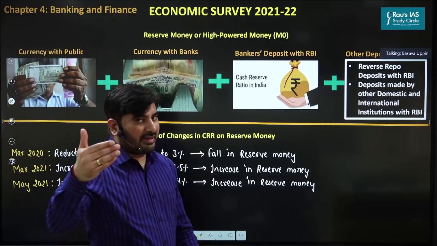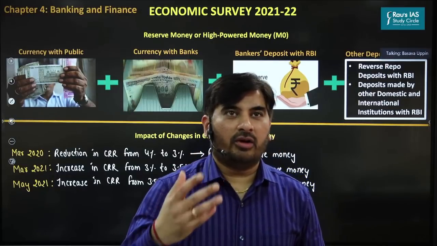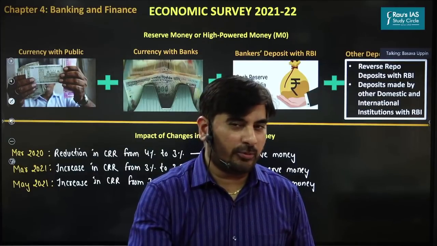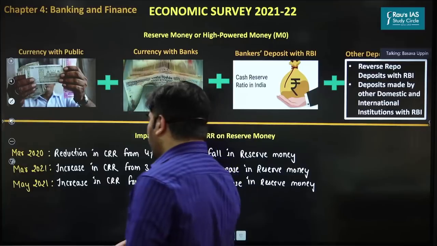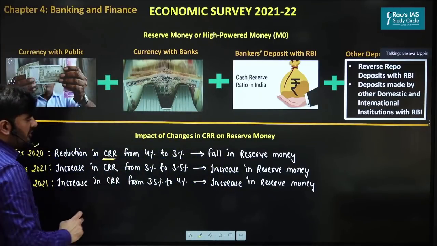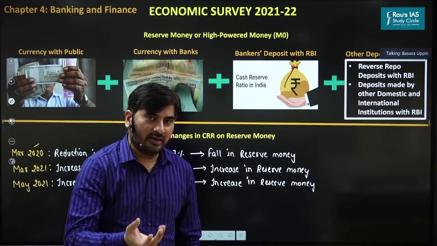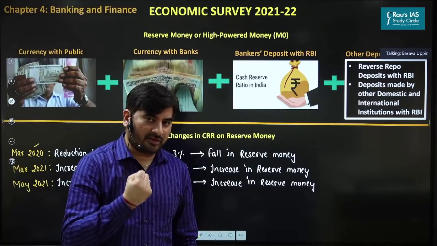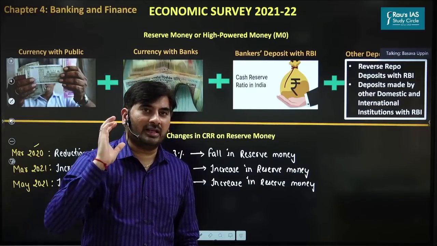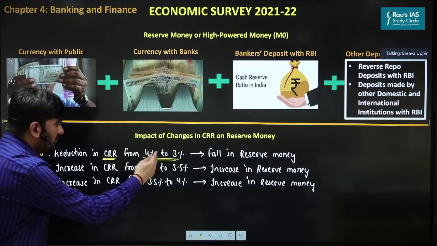You know that whenever there's an economic slowdown, what does the RBI do to the policy rates? Policy rates are reduced. Policy rates such as SLR, CRR, repo, reverse repo, and so on, all of these are reduced. Initially, in March 2020, the Reserve Bank of India reduced the cash reserve ratio from 4% to 3%. You know cash reserve ratio, right? Cash reserve ratio is the percentage of the depositors' money which the banks are required to maintain with the Reserve Bank of India in the form of cash. So RBI reduced the cash reserve ratio from 4% to 3%.